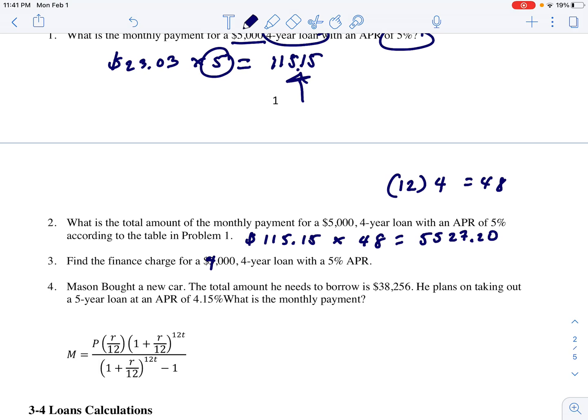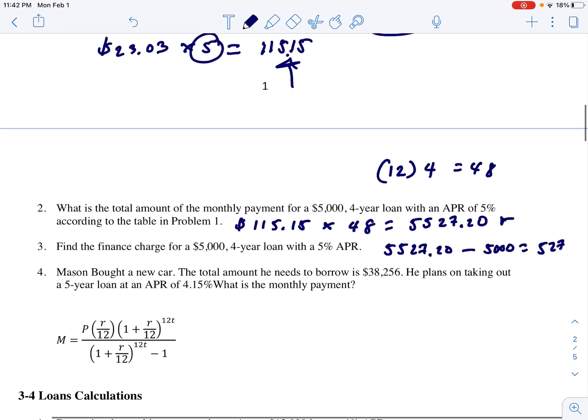$527.20. We want to find the finance charge, supposed to be for 5,000. So we're just going to take this, and subtract it from the original amount, which is $5,000, which gives us $527.20. Okay, that's the finance charges for that. Okay, let's go to number 4.